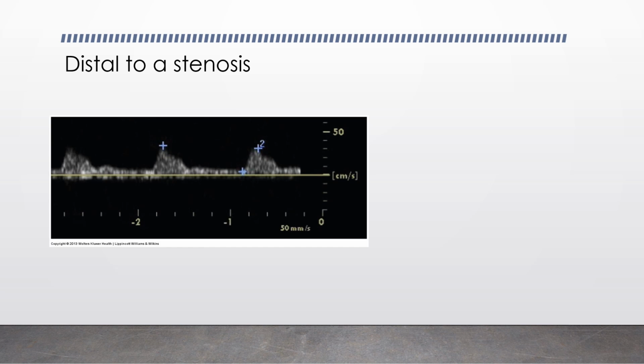Here's an example distal to that stenosis. Because that stenosis is blocking a lot of the blood flow that was trying to come to this area, the metabolic need is not being met. And because that metabolic need is not being met, the arterioles are going to dilate and they're going to ask for more blood. And because of that stenosis, it can't provide that much blood. And so you see this very low resistance waveform.